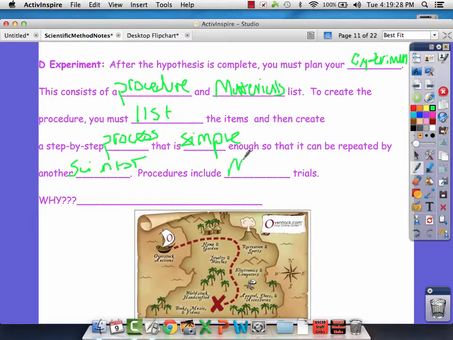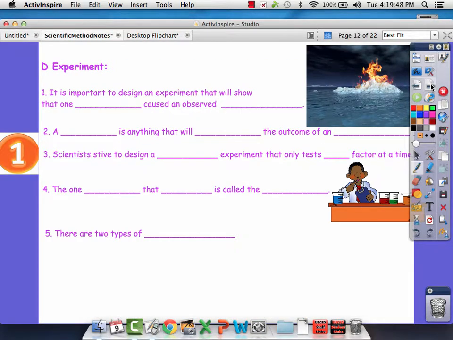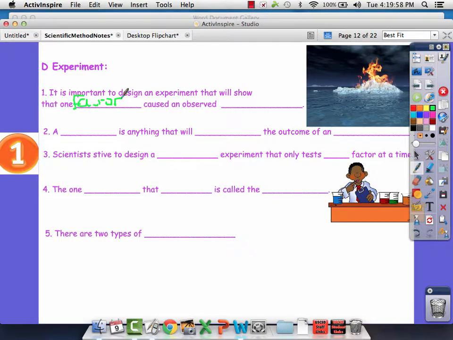Procedures include many trials. And the reason why? Because it makes it more accurate. More trials makes it more accurate because that's more data to pull from. The more data we have, the more confident we can be about our conclusion. It is important to design an experiment that will show that one factor caused an observed outcome. A factor is anything that will change the outcome of an experiment.